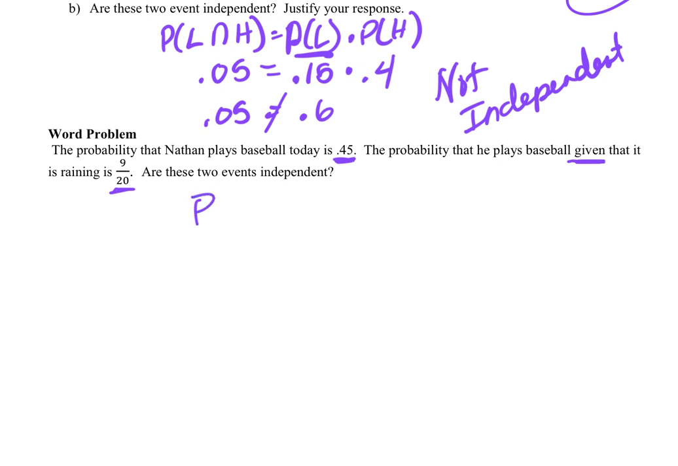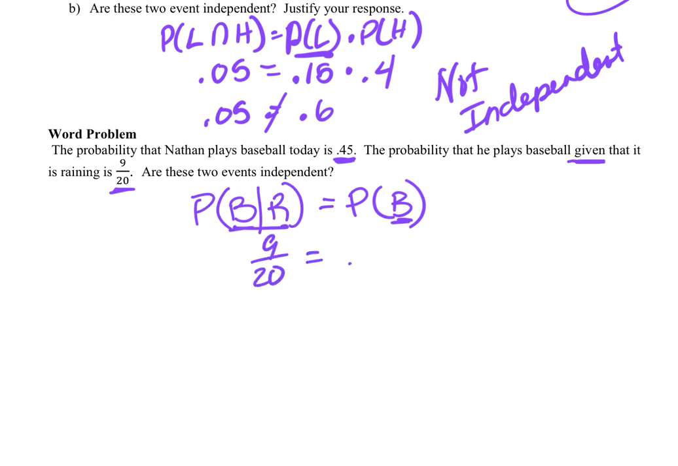So the probability that he plays baseball given that it's raining, is that equal to the probability that he plays baseball? Remember, it has to be. So if we're given this conditional, it has to be this one. So that's exactly what they gave us. So is 9/20 equal to 0.45?